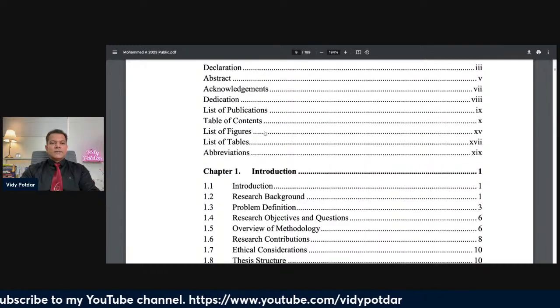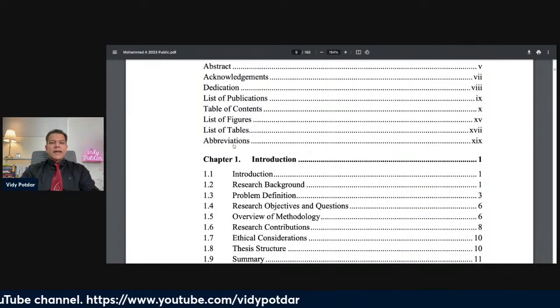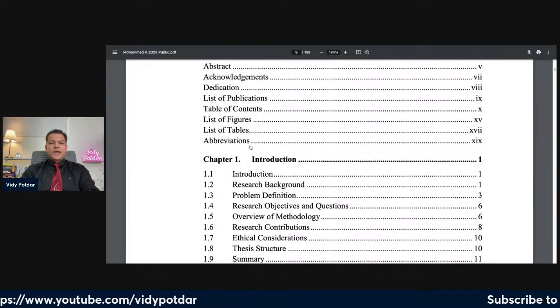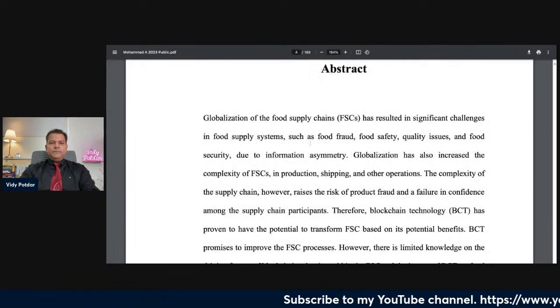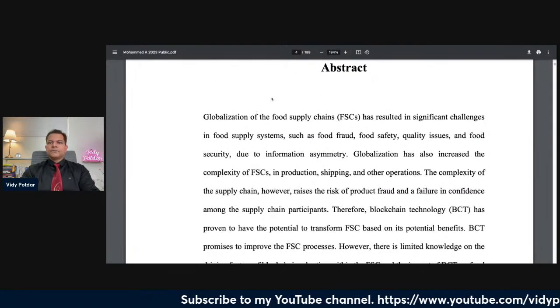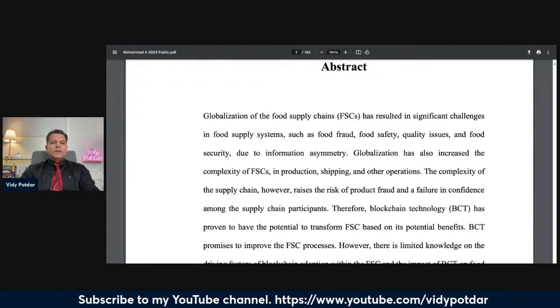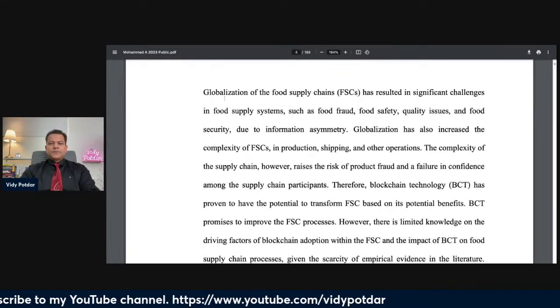Then you have the table of contents, the list of figures, tables, and any abbreviations that you have used. Okay, now I'll go to the abstract. So let's see what the abstract is.